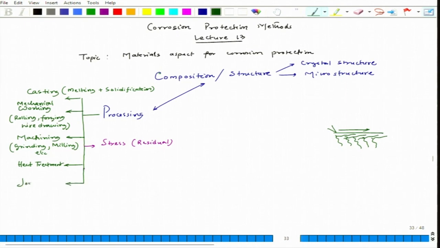That means joining, and here joining means welding, brazing, soldering. Here we are not considering riveting or bolting, because that time we are introducing different materials, and that time we have to look at the design aspect of it. But if we talk about welding, brazing, soldering, that can introduce different materials in that structure, and different materials can introduce galvanic effect.